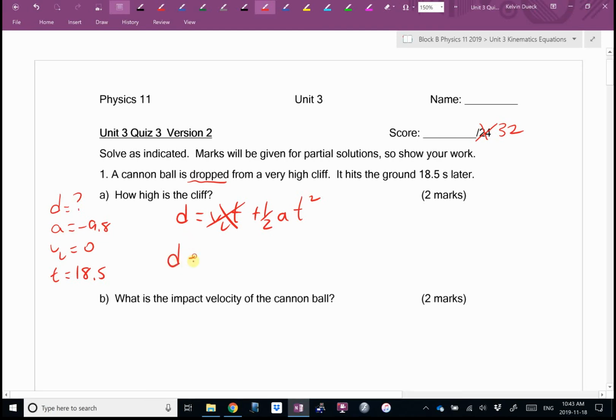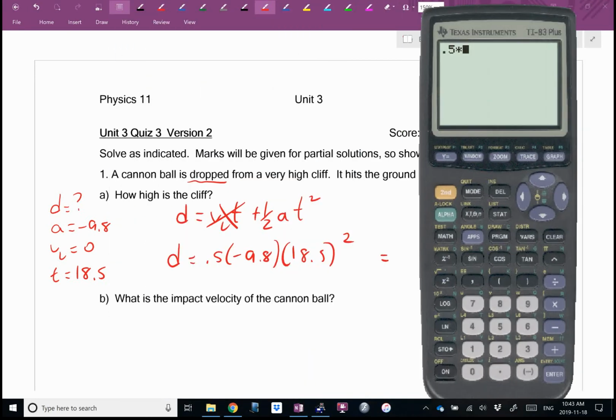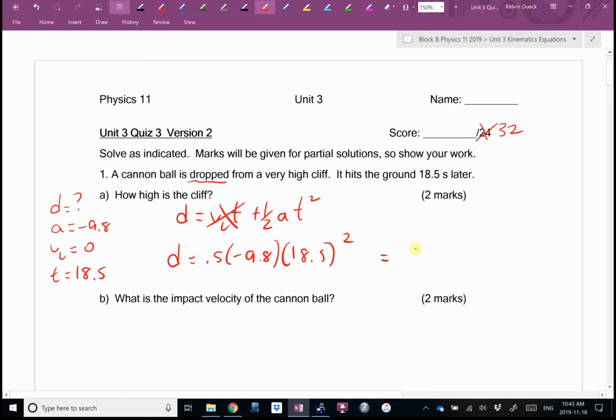Now it's going to be D equals 0.5 times negative 9.8 times 18.5 squared. And when I crunch this, 0.5 times negative 9.8 times 18.5 squared. Do y'all get negative 1,677? Negative 1,680 is what I'll go to with 3 sig figs, but I would take negative 1,677. Is that correct? Yeah. Why negative?